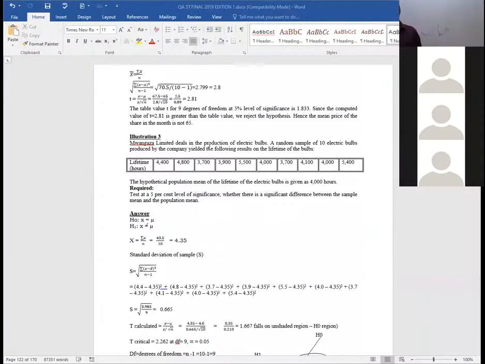I want us to try this question ourselves. As you try it, I would want these lifetime hours to be in form of thousands to reduce on our workings. I would want us to have this as 4.4, 4.8, 3.7. Let's work it out in form of thousands. We want to give you like 10 minutes. You try this question very fast and then you advise.